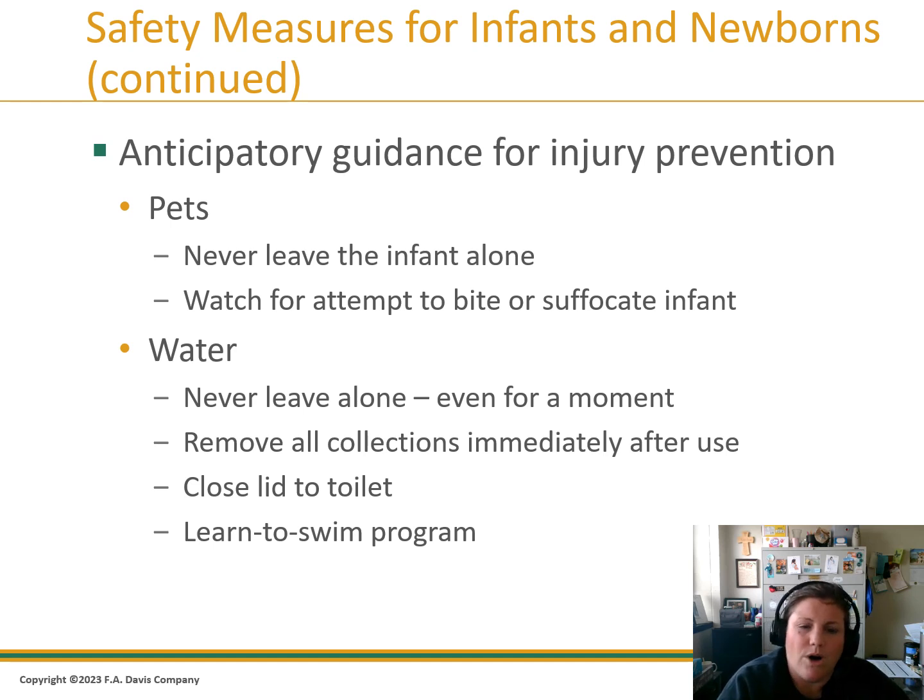With water, also never leave the child alone, even for a moment. Any amount of water is scary and could be dangerous for the child. You want to remove any water collections immediately after you use them. This could be like the bathtub being filled up, the mop bucket being filled up, or a kiddie pool outside, because any collection of water is dangerous for an infant.